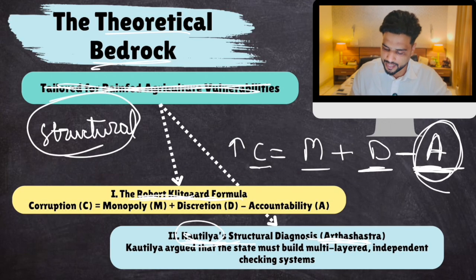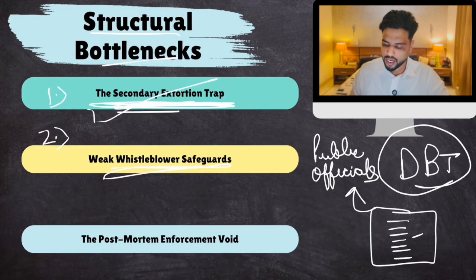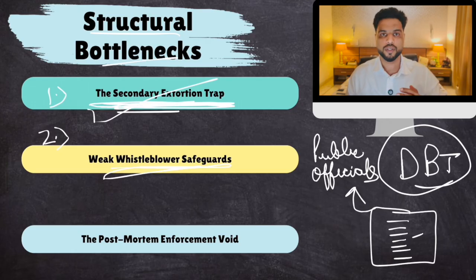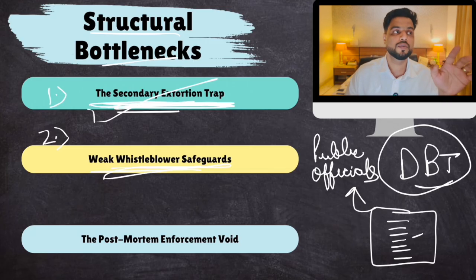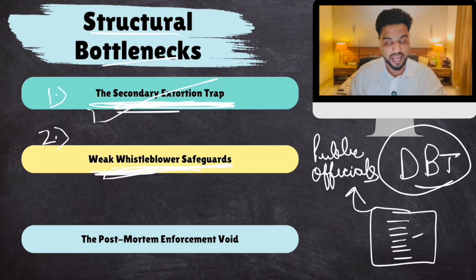Then weak whistleblower safeguards. Remember what Klitgaard said? Accountability. Now, for good accountability, you need whistleblowers. Someone who sees corruption and raises his or her voice, so that media attention is garnered over that place and that person is reprimanded. But in India, whistleblowers are not safe. When they blow the whistle, when they remove the lid from the corrupt system, sometimes, many people have died also because of that. So there are weak whistleblower safeguards. In fact, we have the Whistleblower Protection Act, but its enforcement is weak.